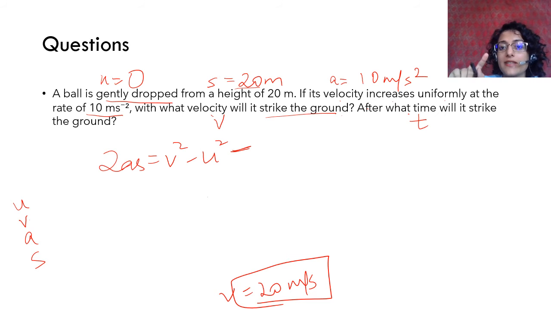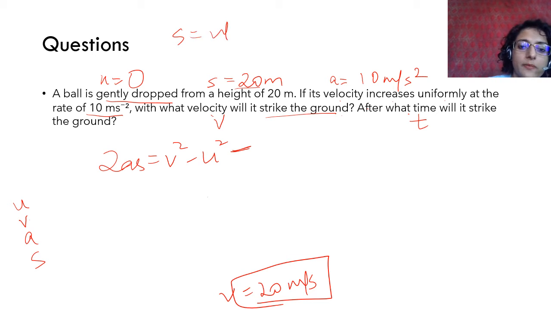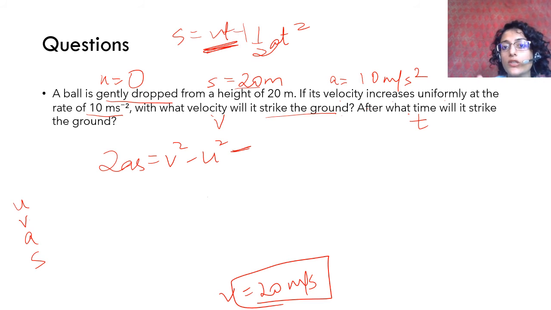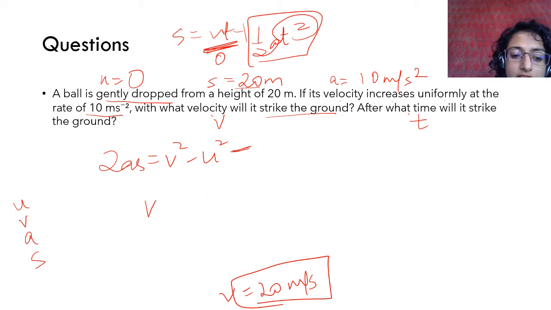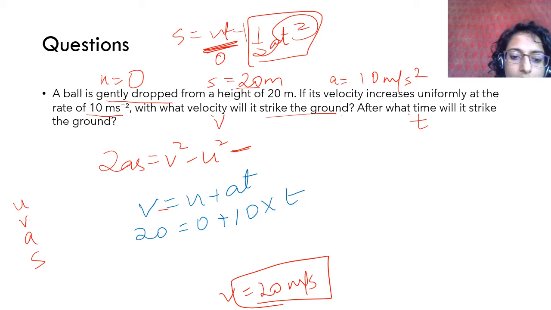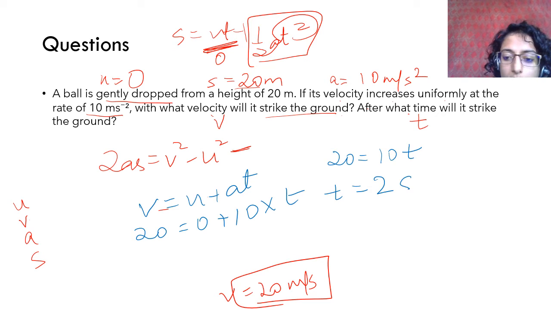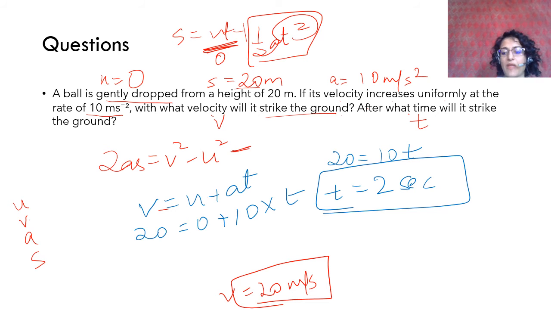So don't complicate things. When you use s is equal to ut plus half at square, it is also right, and since u is 0, this term becomes 0 anyway. But if you can use v is equal to u plus at, why do you want to use that? So you use 20 is equal to 0 plus 10 into time. Okay, 20 is equal to 10 t, t is equal to 2. So time is 20 seconds and velocity is 20 meter per second.